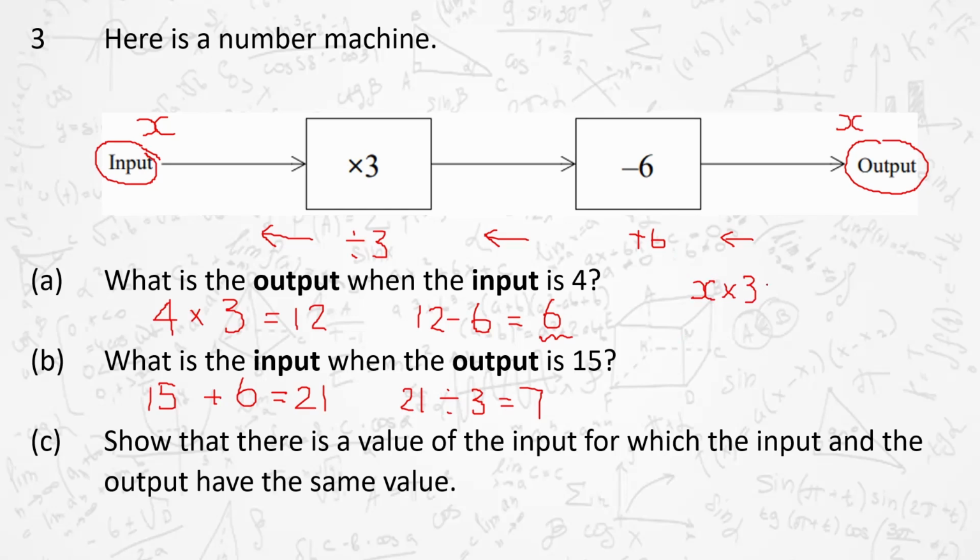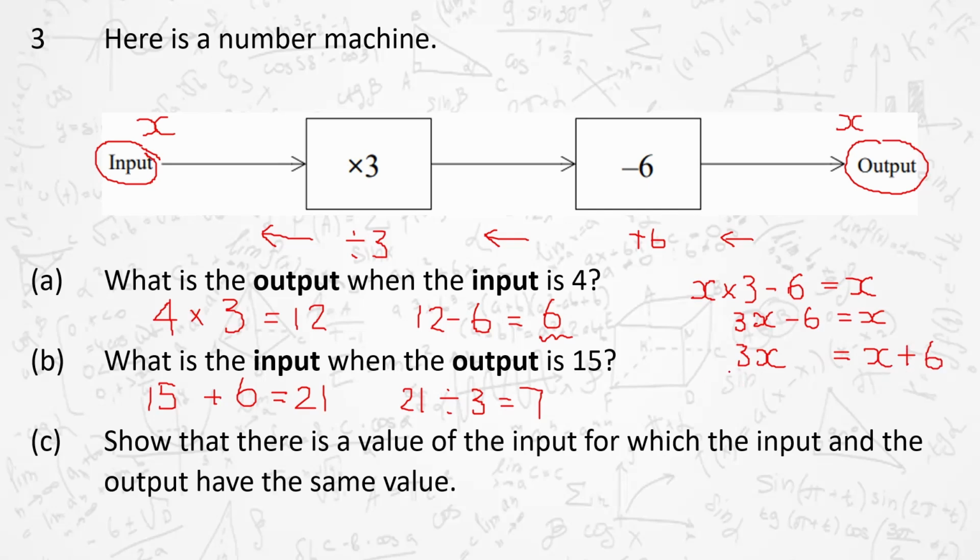Then -6 equals x. Okay, now it's just solving the equation. X times 3 is 3x, -6 equals x. Then I'm gonna move the -6 by adding 6 both sides. So +6 on the left, +6 on the right.